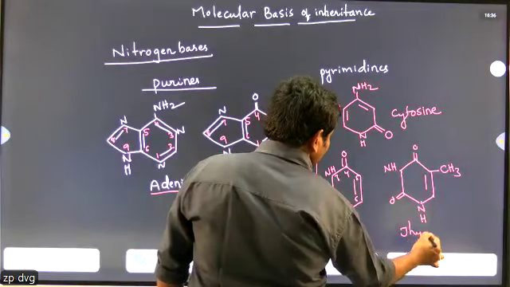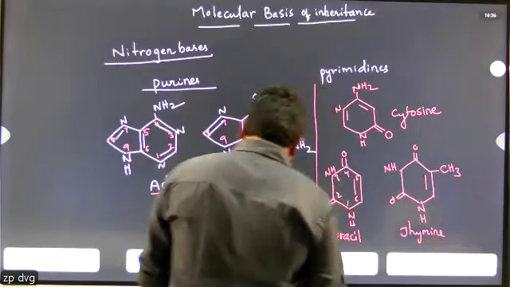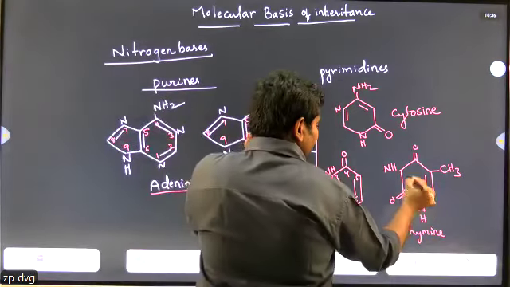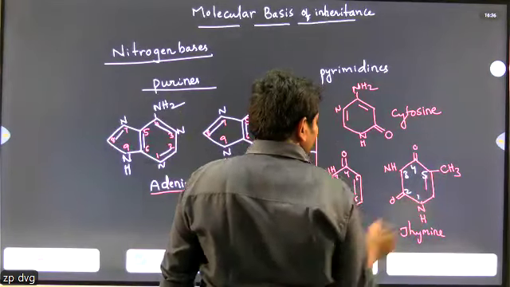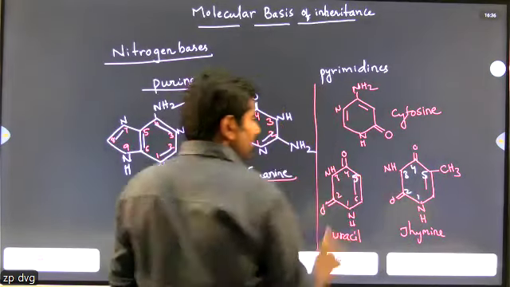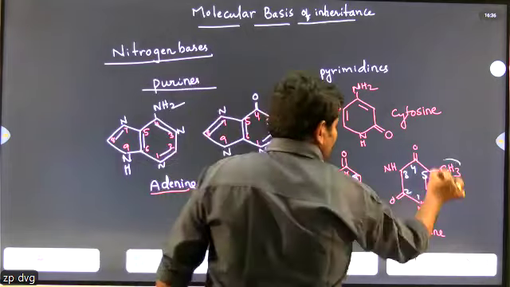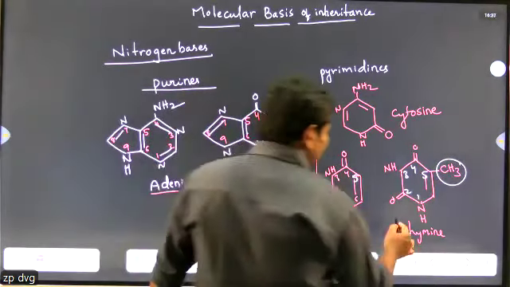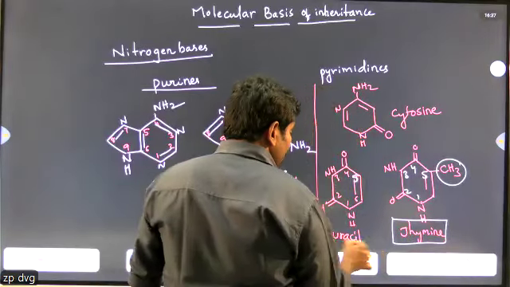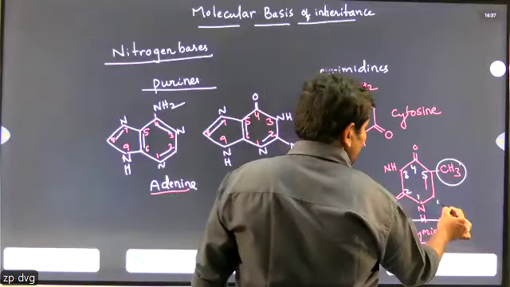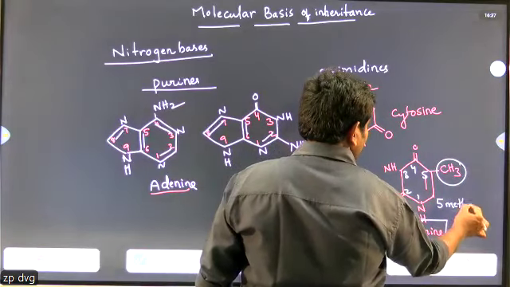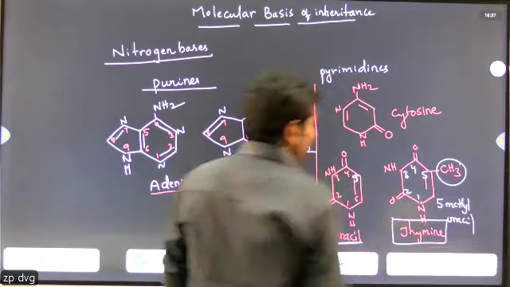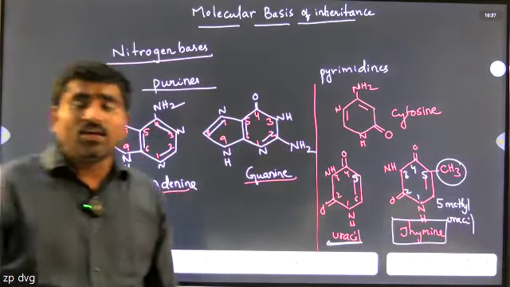So uracil and thymine. If you observe this uracil and thymine, this is first, second, third, fourth, fifth position. In uracil there will be no CH3 at the fifth carbon, but in thymine the fifth position has CH3. So thymine is also called 5-methyl uracil, we can say.